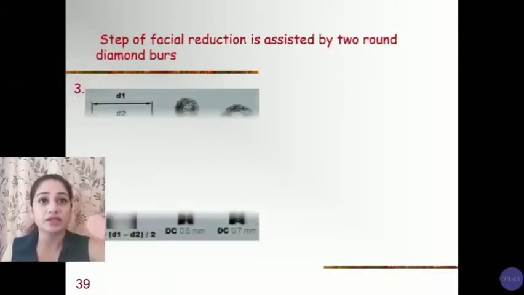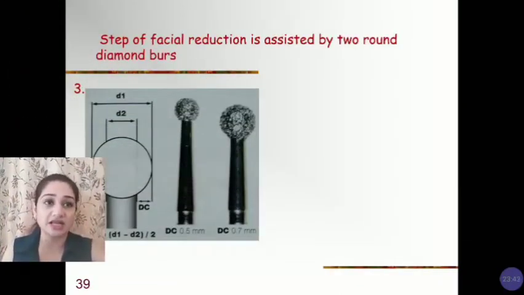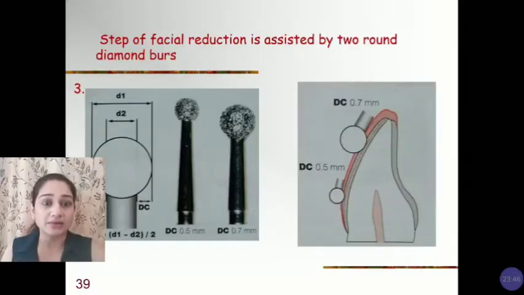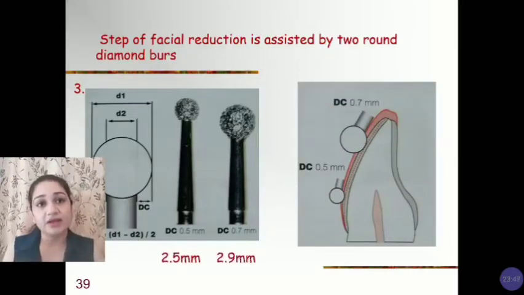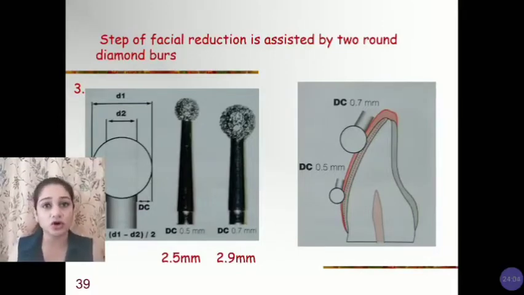Then, the step of facial reduction is assisted by two round diamond burrs. This is the third way. In this way, we use small diamond burrs of different diameters to give 2 or 3 different cuts onto the facial aspect, and then once these cuts are made, as we saw, the further preparation is done in a similar way using a long tapered fisher burr with the round end.